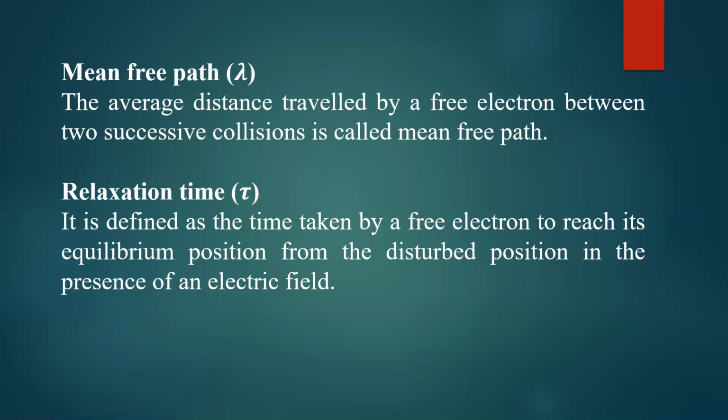Relaxation time is defined as the time taken by a free electron to reach its equilibrium position from the disturbed position. What do you mean by equilibrium position here? Equilibrium position means constant drift velocity. The time needed to acquire the drift velocity from an unequal velocity, that time is called as relaxation time. Otherwise it is also called as the time taken between one collision to the next collision.